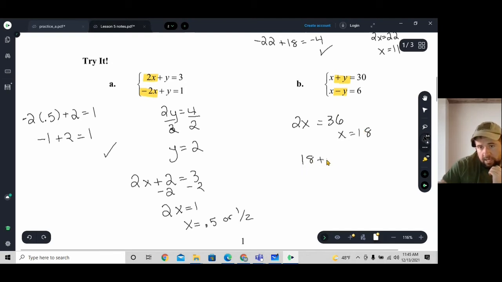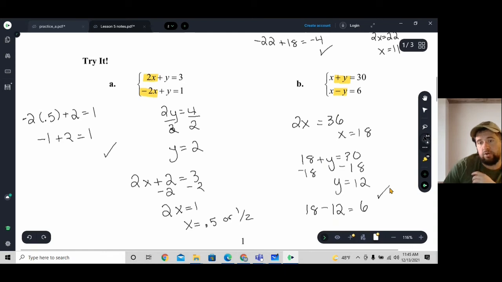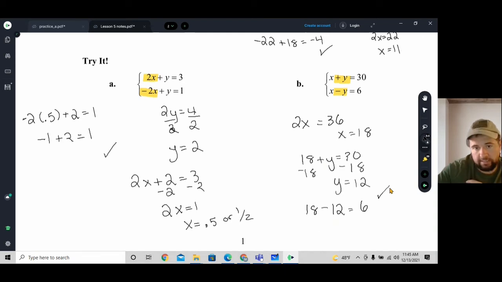18 plus y equals 30. Subtract 18 from both sides. Y equals 12. I'm going to take this 12 and make sure I'm right. Is 18 minus 12 equal to 6? I've taken my second equation, my two variables, and plugged them in. 18 minus 12 does equal 6. So I know that my solution is correct.